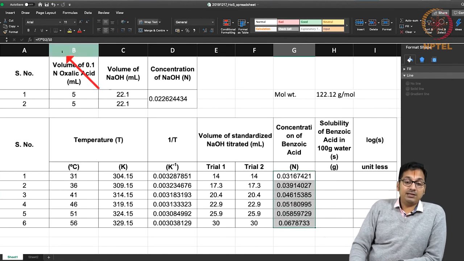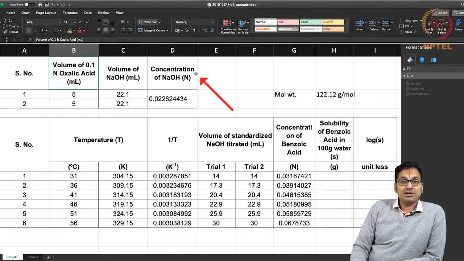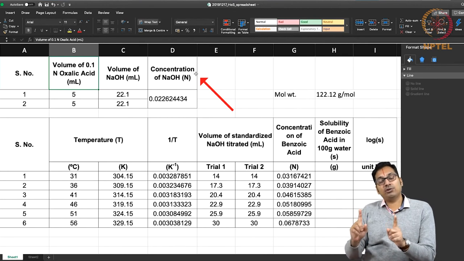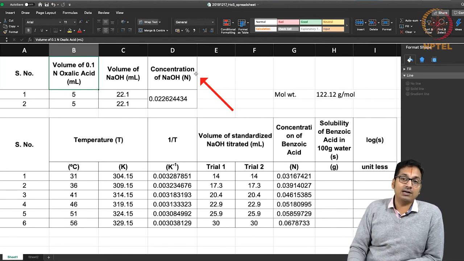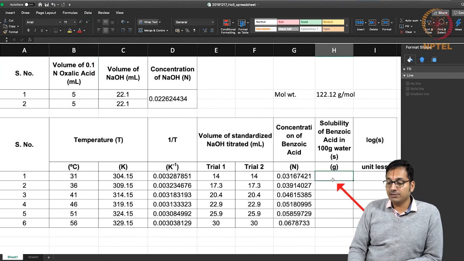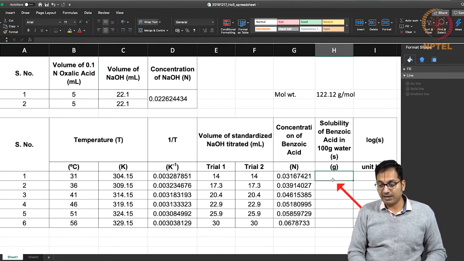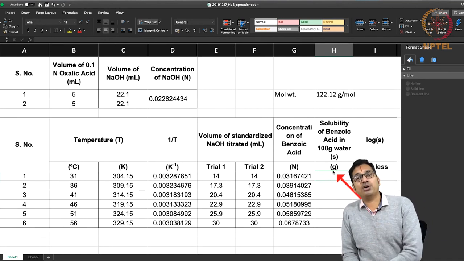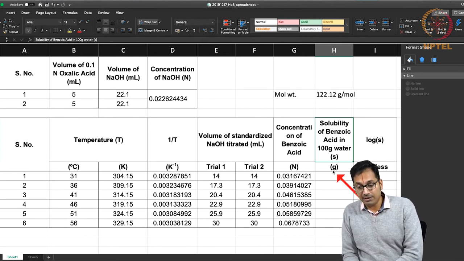I'd like to make you understand here, we are carefully using normality in this experiment and not molarity, because you are able to realize now you can compare oxalic acid to sodium hydroxide 1:1, because the equivalence has already been put into the normality. Okay, so now what ends up happening here for benzoic acid is that you want to determine the amount of benzoic acid dissolved. So therefore, how does normality go? Normality is nothing but the number of moles divided by the volume of solution in liters, the whole multiplied by the number of equivalents. Since the equivalence is 1, in this case normality is equal to molarity.